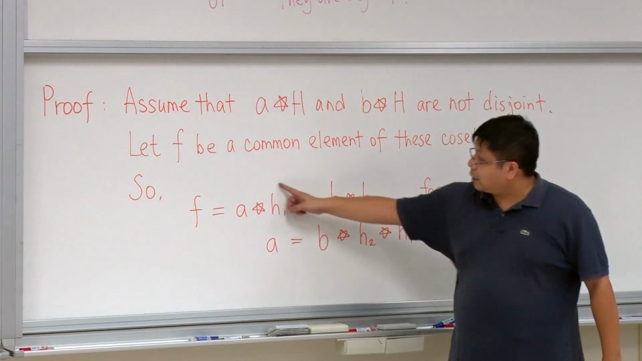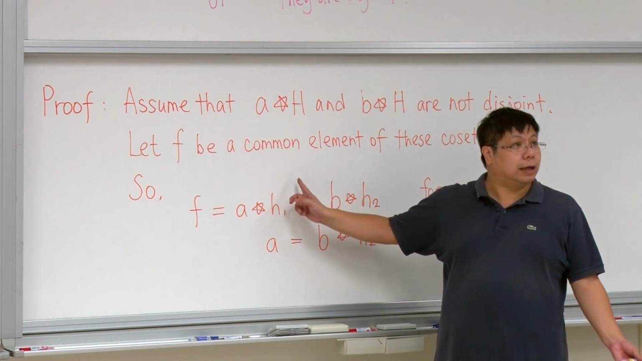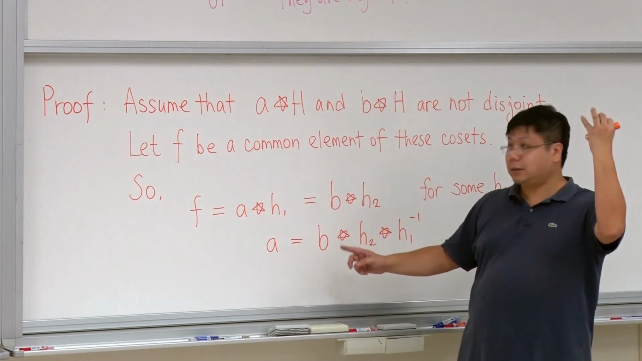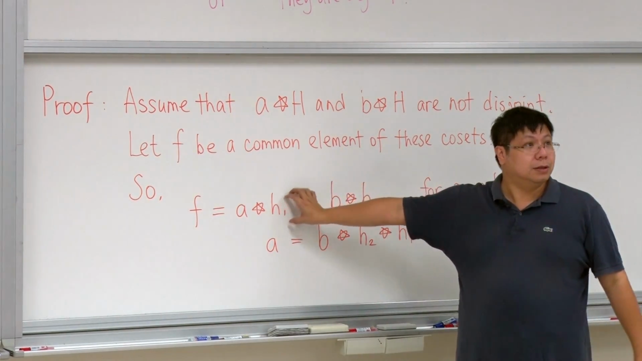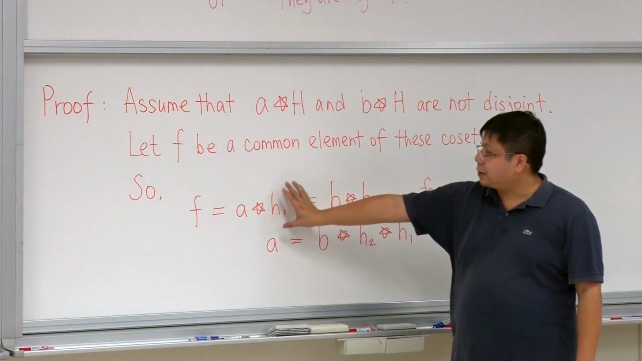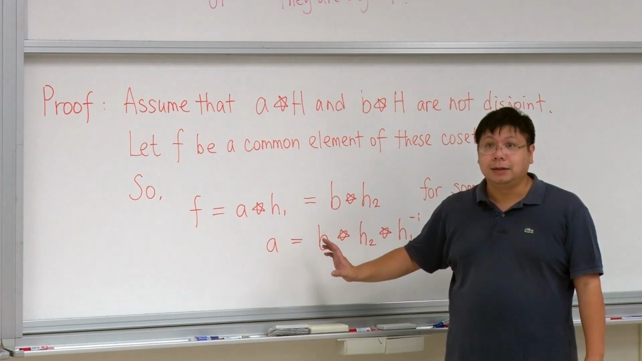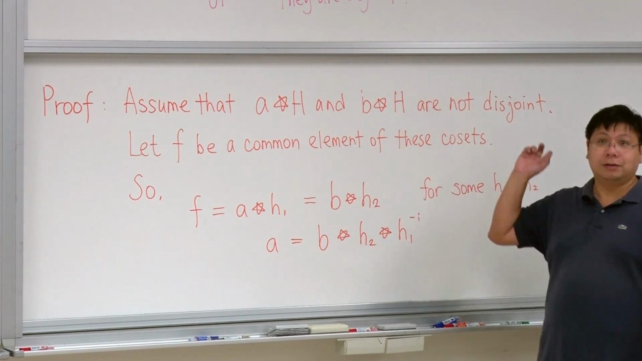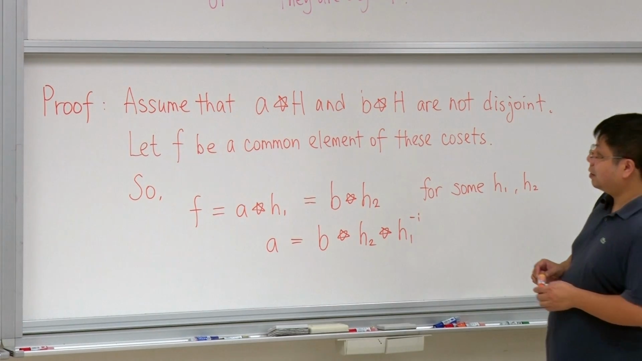Now because H1 is from the group H, the inverse of H1 exists. So we take out the inverse, let's call it H1 inverse, and multiply to both sides of this equation. Then the left hand side will become A star H1 inverse, so it's A. And the right hand side is B star H2 star H1 inverse. That's it.